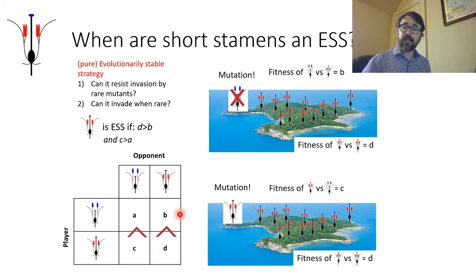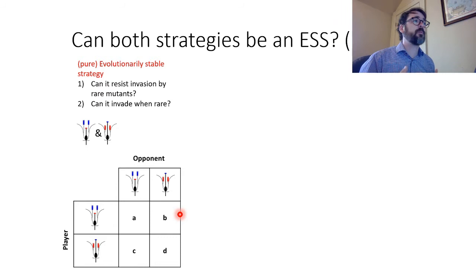Now, of course, this isn't how heterostyly works in the real world, right? So we can ask, when are both strategies the ESS? And remember, there's sort of two versions of this. So we can check the two things. Can it resist invasion and can it invade when rare? And what we're going to find is that if both can invade when rare, but neither can resist invasion, then we're going to get them both coexisting.